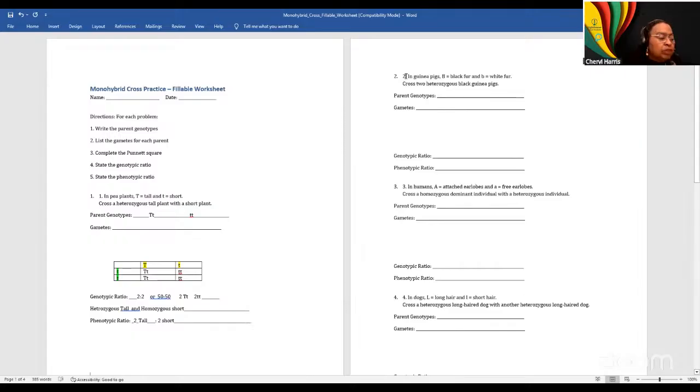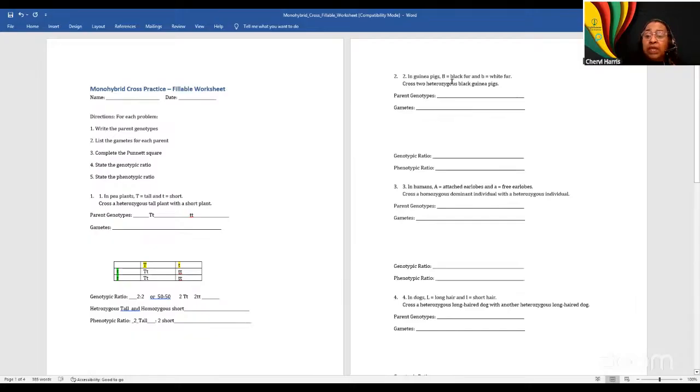So again, the question is, we've got guinea pigs, and in guinea pigs, black fur is dominant. Being as black is dominant, they're using a capital B. And white fur is recessive, and they're going to use the lowercase b. So again, do not use B and W. We're going to use capital B and lowercase b. We're going to cross 2 heterozygous black guinea pigs.